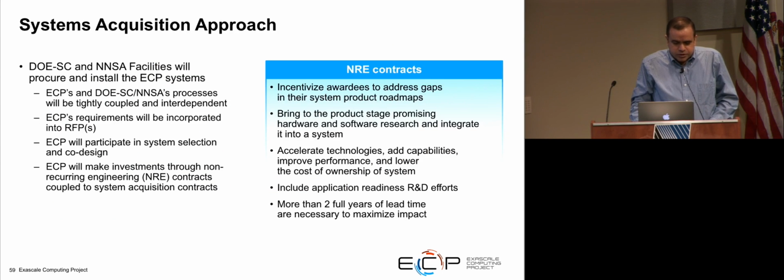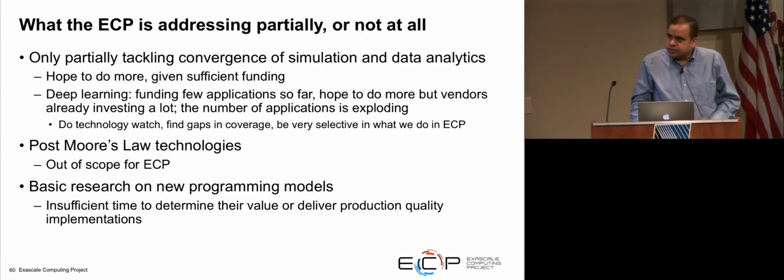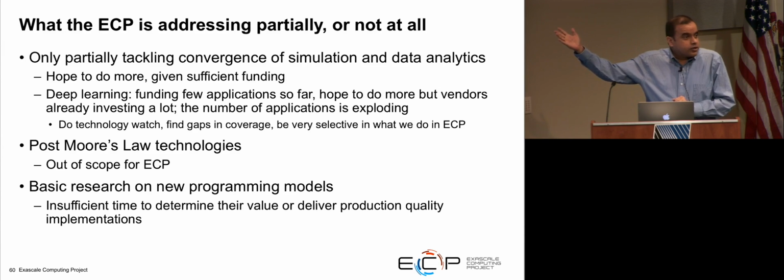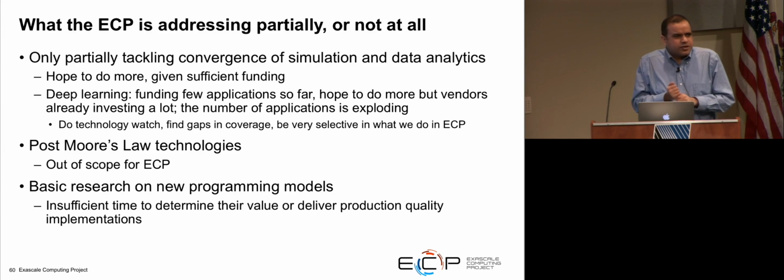I'll skip the systems acquisition slide because the facilities are involved in the systems acquisition. We are kind of helping them in that. One last slide on what ECP is addressing partially or not at all: the convergence of simulation and data analytics is only partial, and we'd like to do more of it if there is funding, and that remains to be seen. Then things like post-Moore's law technologies are not in scope of ECP, but they need to be worked on for beyond Exascale. And basic research in many areas is also not really in scope because the research programs at the DOE, OSCAR, or NSF could fund them. For example, new programming models. The time frame is too short to do that as part of ECP, but it can be investigated as part of a research effort.